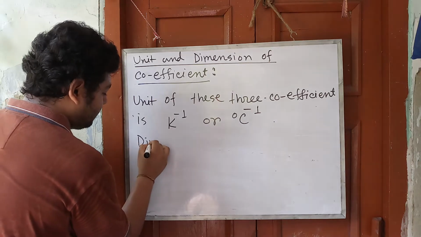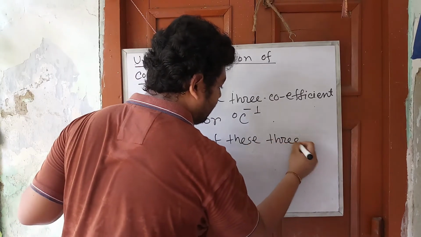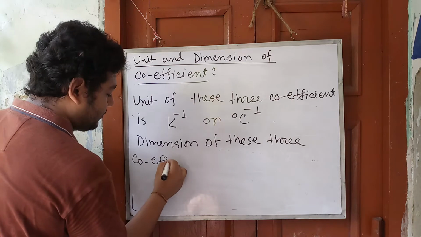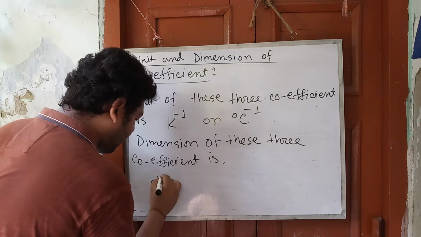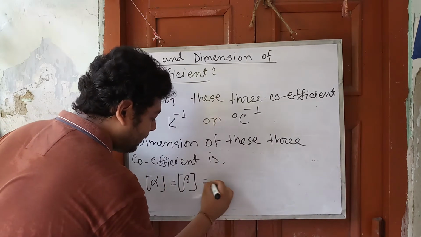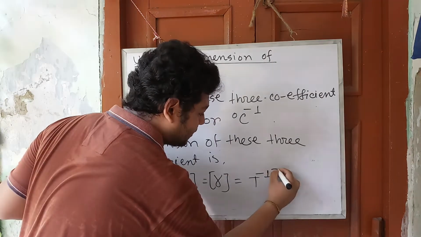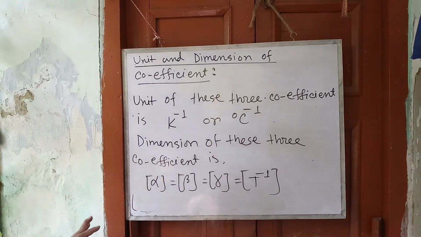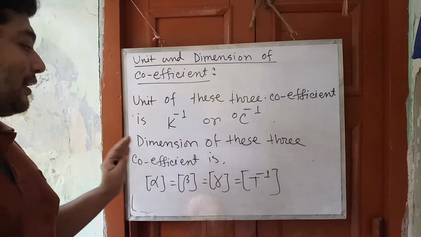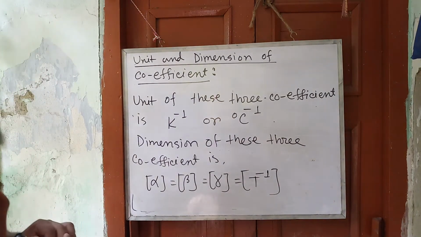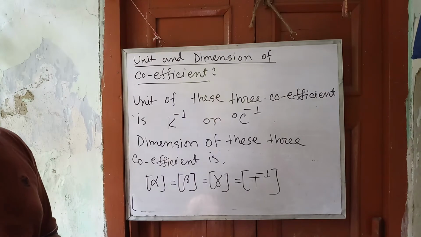And the dimension of these three coefficients, alpha equal to beta equal to gamma, is T inverse 1. This is our dimension. This is the unit of the coefficient. The unit of the coefficient is per Kelvin or per degree Celsius, and the dimension of these three coefficients is T inverse 1, and obviously in third brackets. Okay.